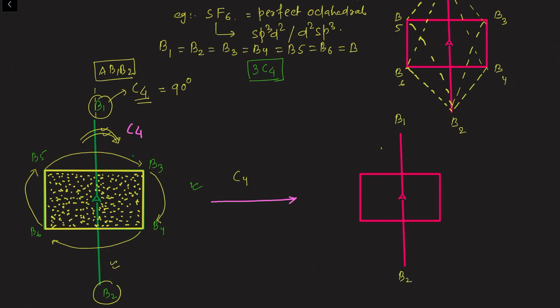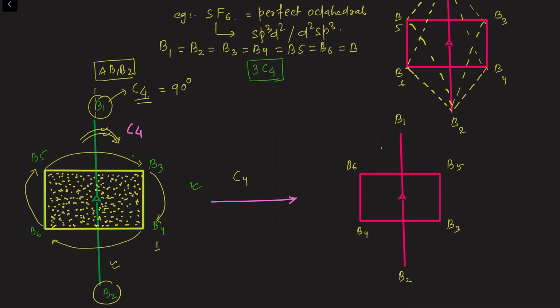Nothing will happen with this B1 B2 atom because it is a part of the axis, because this B1 and B2 atom is in the C4 axis. So now what is the new position of these B atoms? Here B5 will come, here B3 will come, here B4 will come, here B6 will come.